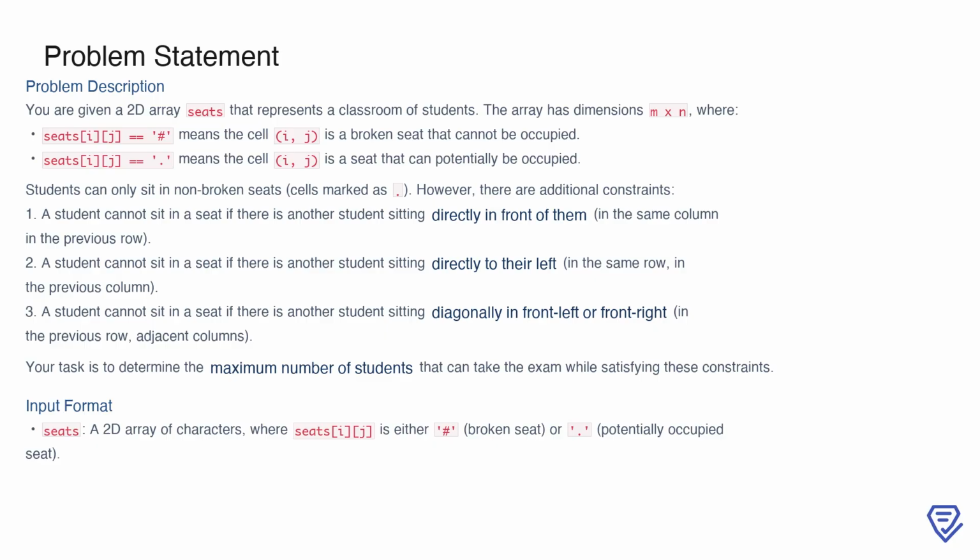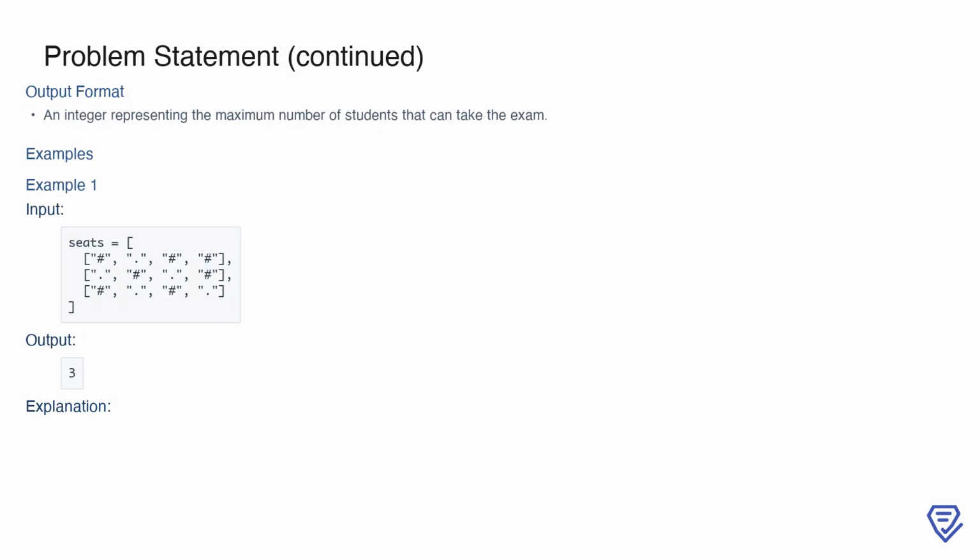A student cannot sit in a seat if there is another student directly in front of them in the same column. They also cannot sit if there is another student directly to their left in the same row. Lastly, a student cannot sit if there is another student diagonally in front of them, either to the left or the right. With these constraints in mind, our goal is to figure out how many students can be seated in such a way that none of these rules are violated. The output for this problem is a single integer, which represents the maximum number of students who can take the exam while satisfying all the seating constraints.